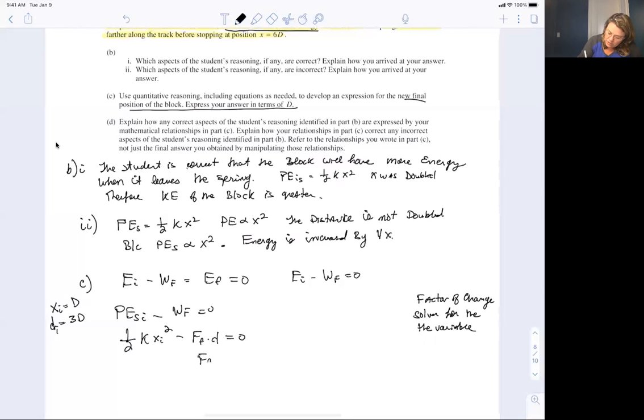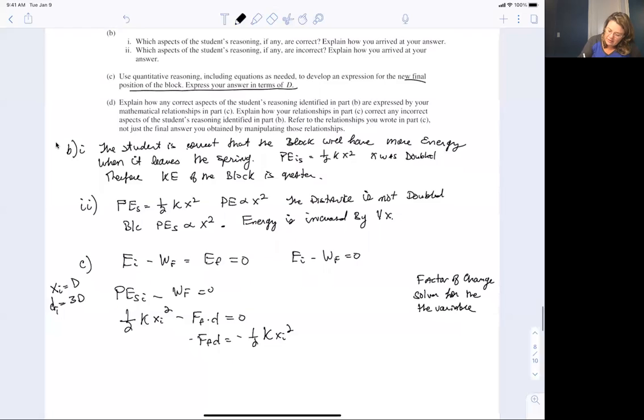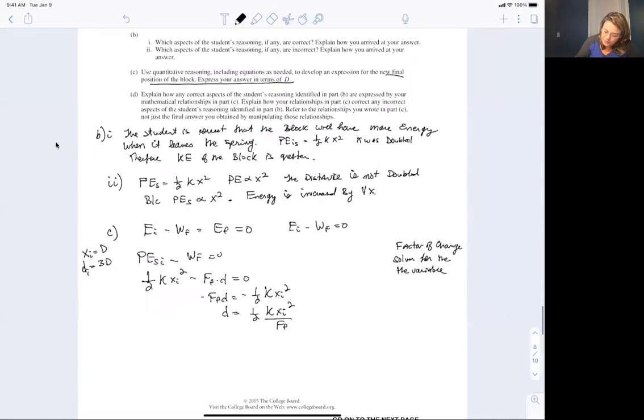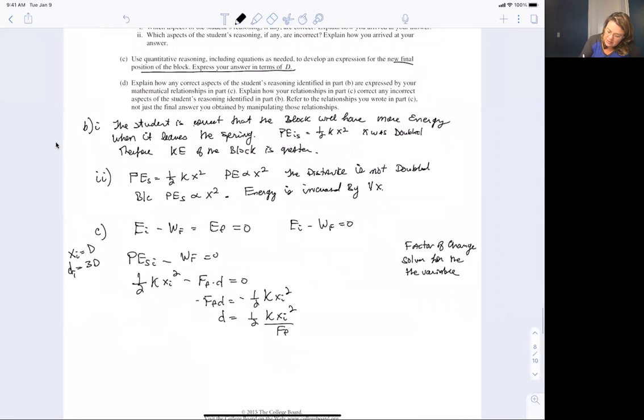So force of friction times D equals negative 1/2 k x initial squared. Divide by negative force of friction, we get 1/2 k x initial squared over force of friction. Okay, so I want to know how much D changes when I change x. Well, how much does x change? So this is the factor of change for D.